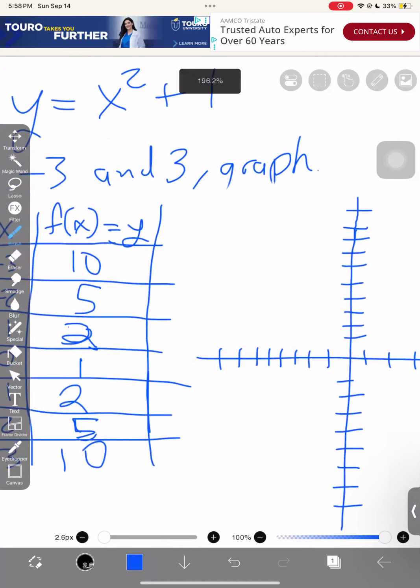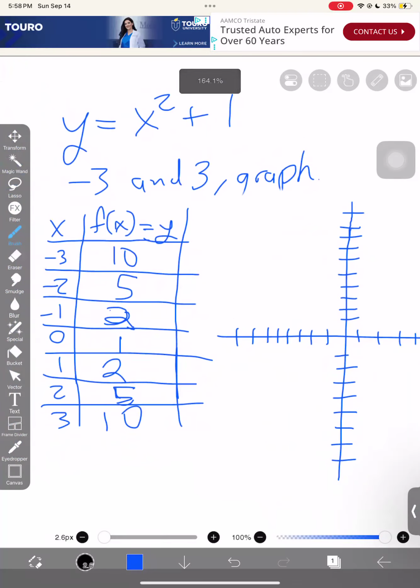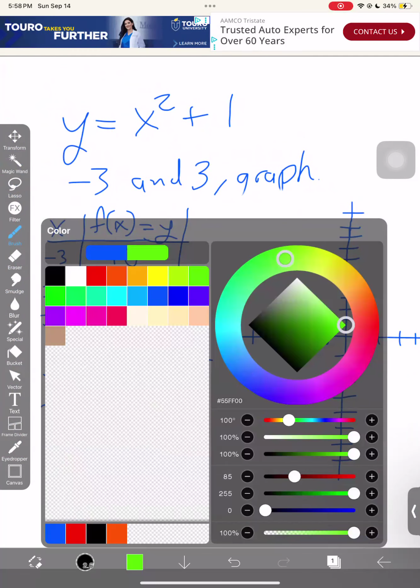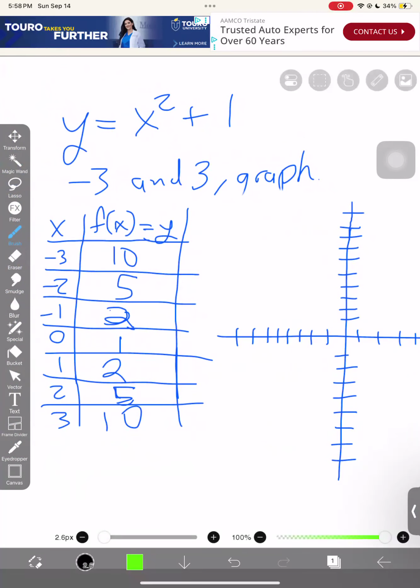All right, so let's draw our first point. So our first point is negative 3, 10. All right, negative 3, 10. Let's do it in this weird green. So negative 3 is going to go 1, 2, 3, and then up 10. 1, 2, 3, 4, 5, 6, 7. So it's going to kind of be right over around here.